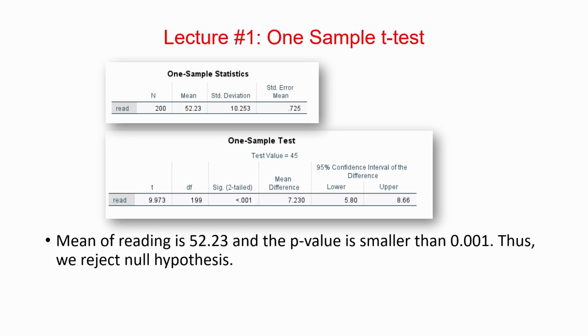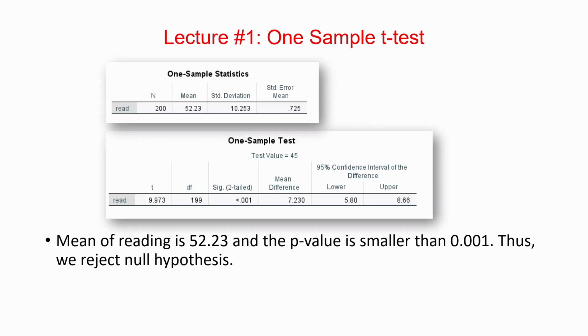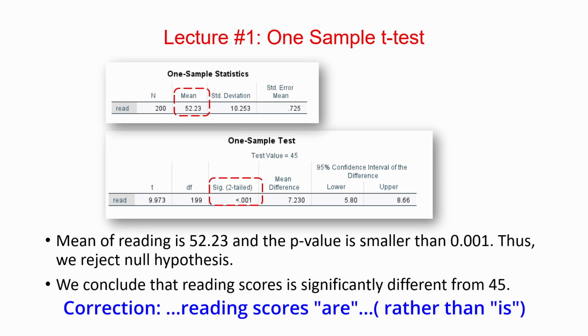That means that we're going to reject the null hypothesis. As a reminder, the null hypothesis is what? It is that the mean of the reading score is not different from 45. We reject this null hypothesis, then we go to the alternate hypothesis, saying that the mean of the reading score is different from 45. So the alternate hypothesis is our conclusion. We say that the reading score is significantly different from 45. So this is the one sample t-test.